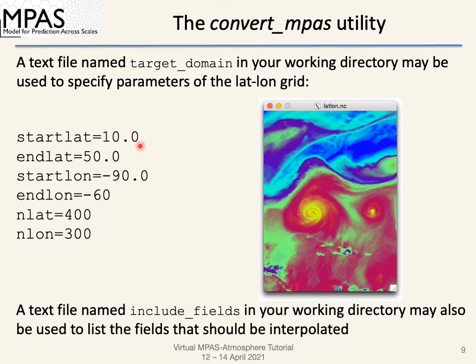It's also worth pointing out that you can provide another text file in your run directory called include_fields, and this lists, one field name per line, all of the fields that the Convert MPAS utility should interpolate. And this is handy if you only want to look at just 1 or 2 different fields from your history files. You don't want to waste time or disk space interpolating all of the fields. You can run the Convert MPAS utility in a much more efficient way by just processing a subset of the fields.